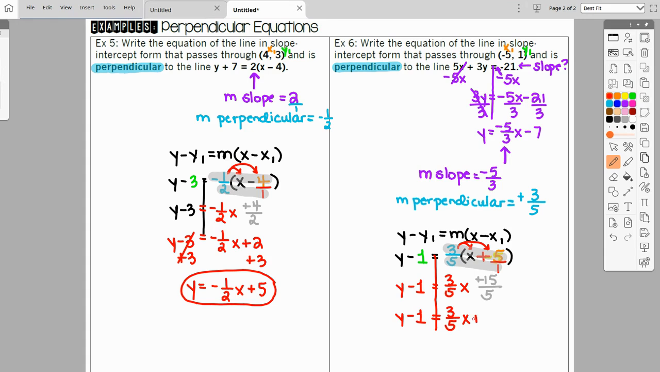From here, I am so close to done. I just have to add 1 to get y by itself. And what I do to one side, I do to the other. Cancels out to just y on the left side. And it equals 3 over 5x plus 4. That is the line perpendicular through the given point.